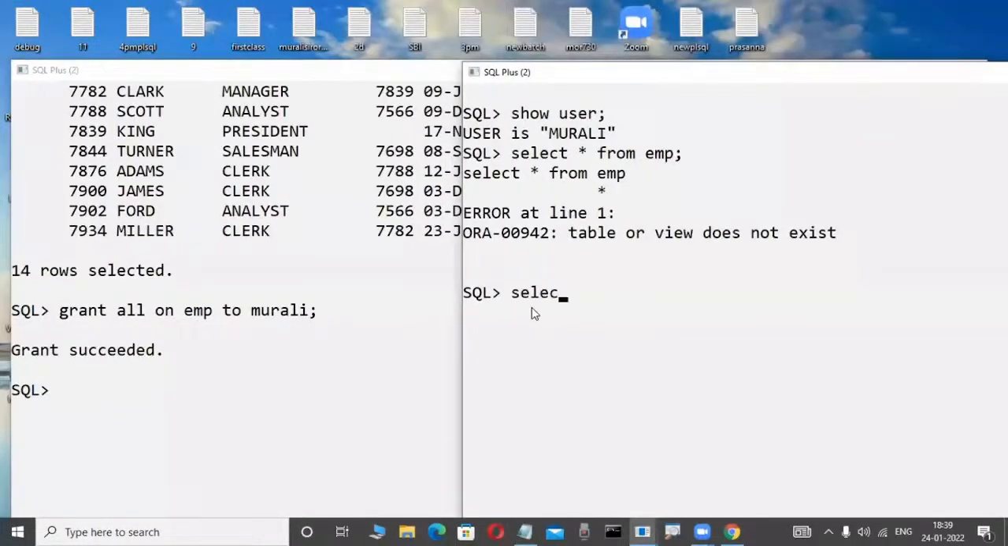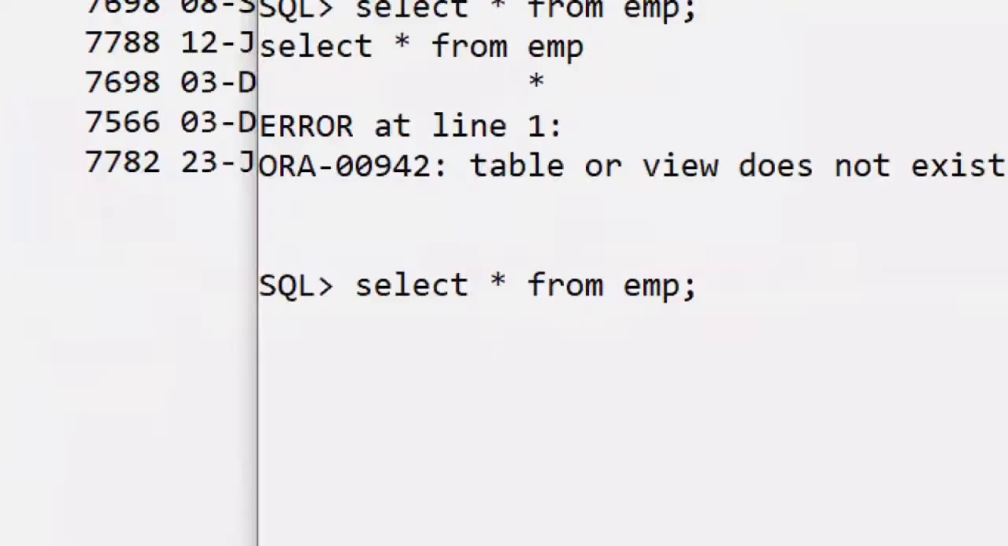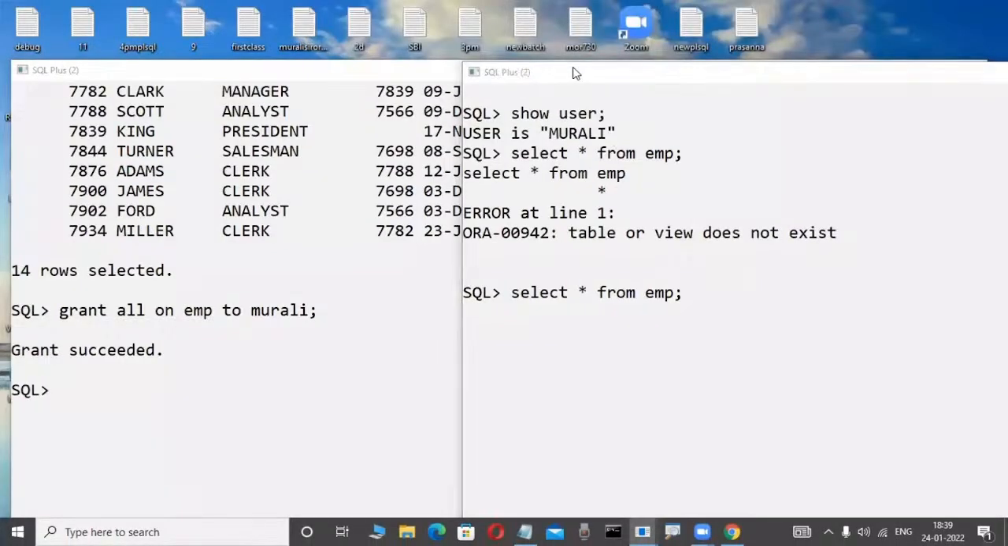Maybe I'm typing like this only: select a star from something, EMP. Now I'm typing like this, maybe possible or not possible. Anybody guess it? Possible or not possible? Very good. So many fellows are in our class. Otherwise, I am also a first time newcomer, so I am also thinking like that.